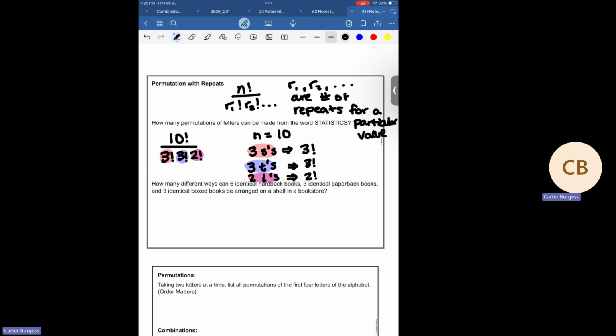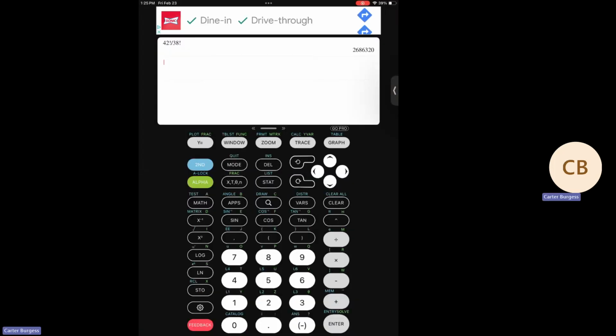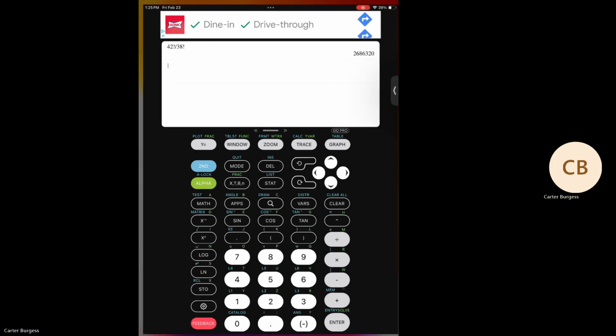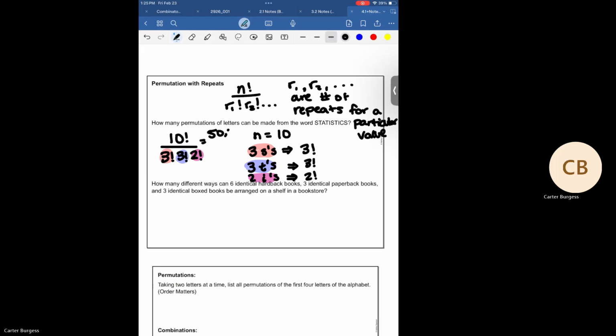Okay. What is 10 factorial divided by 3 factorial, 3 factorial, 2 factorial? How much? 50,400. Yeah, perfect. So still a lot of ways to do it, even though there is also a lot of overlap. Questions with our repetition?